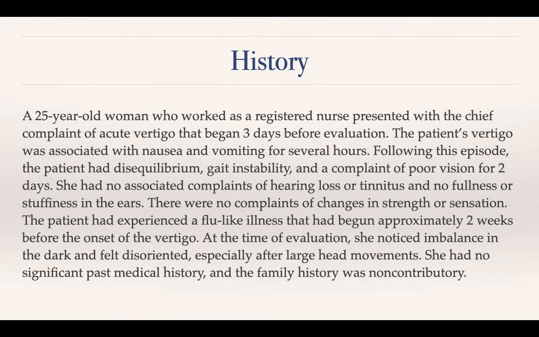They also talk about the duration of that vertigo. The next thing here is the patient's vertigo was associated with nausea and vomiting for several hours. This is the associated feature, this is the autonomic feature. Now, what other associated features are there other than the vertigo? The patient had disequilibrium, instability of gait, and a complaint of poor vision for the past 2 days. This particular complaint of poor vision is important to interpret here.